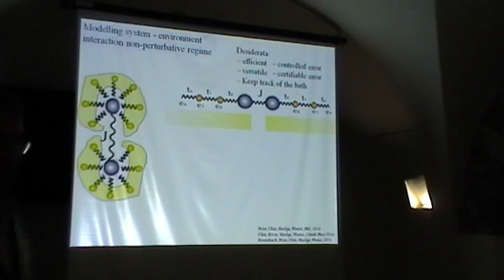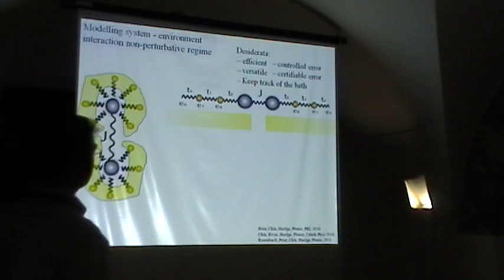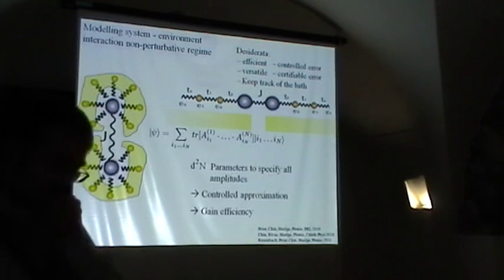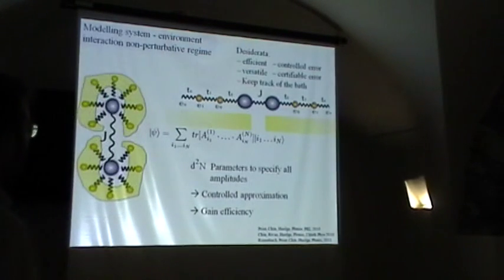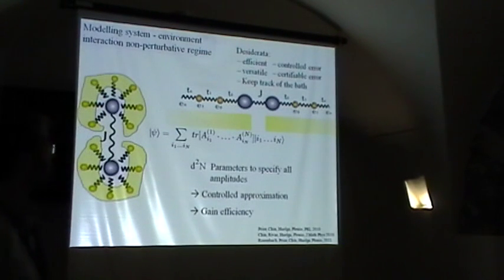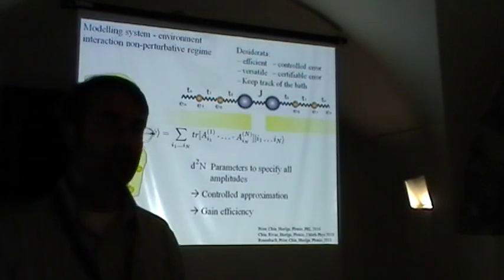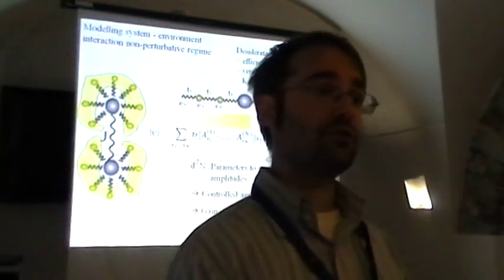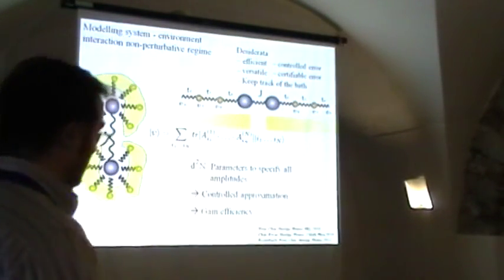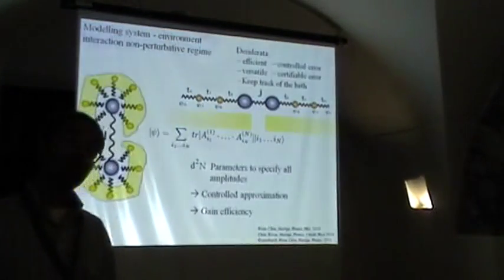In the end I could explain in more detail how this works, but it's not so relevant at the moment. The point is that you can find a description whereby you replace an exponential number of probability amplitudes by an expression that depends only on a number of real parameters that scales linearly in the number of environment modes. Okay? And it turns out that this is a very good description of that system. Of course, this is an approximate description.